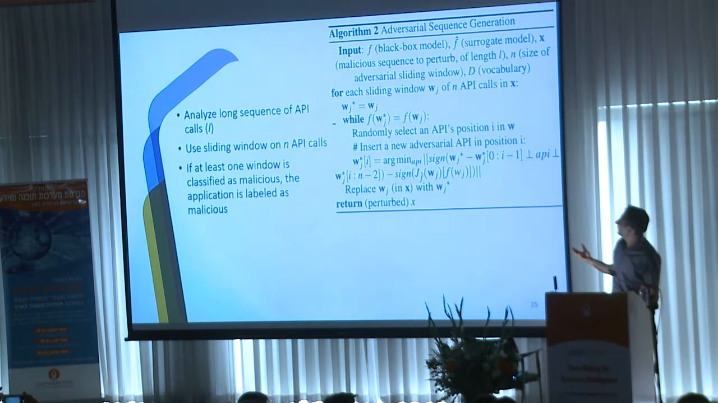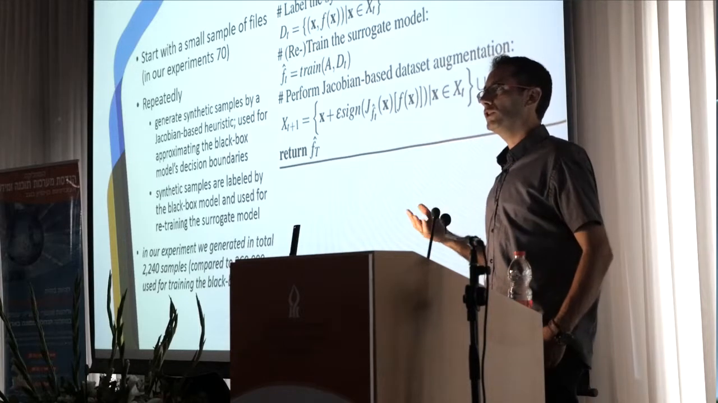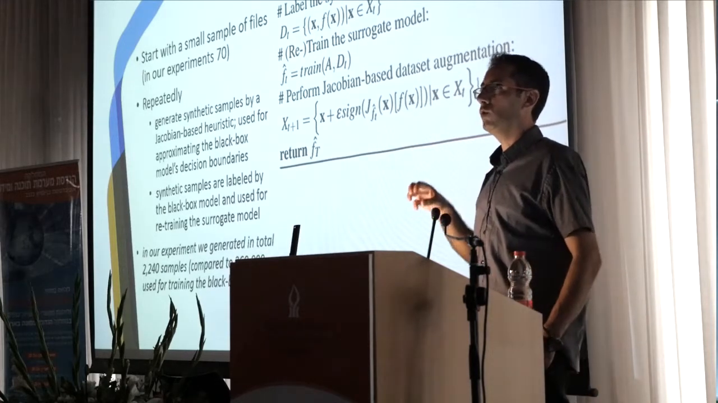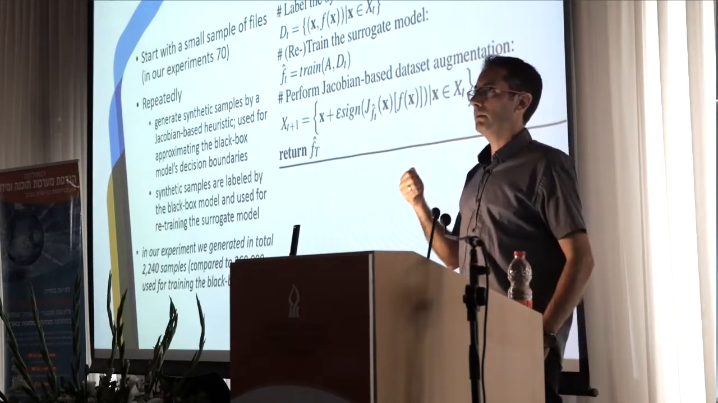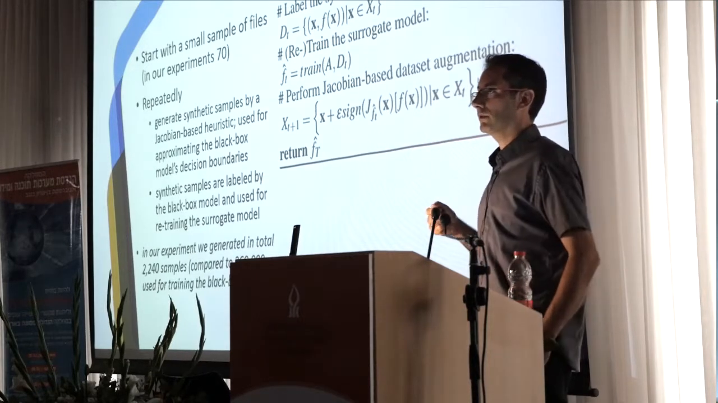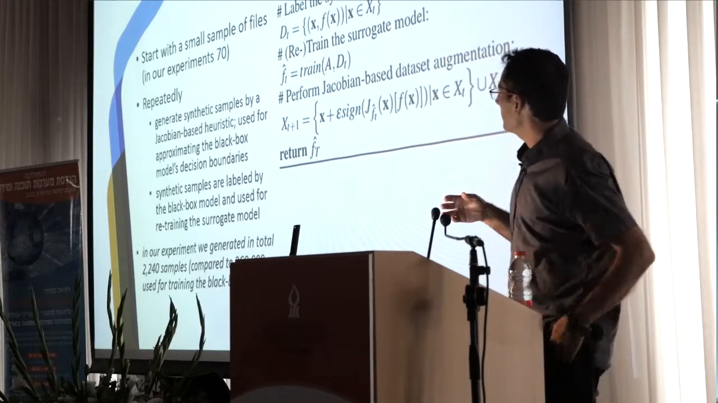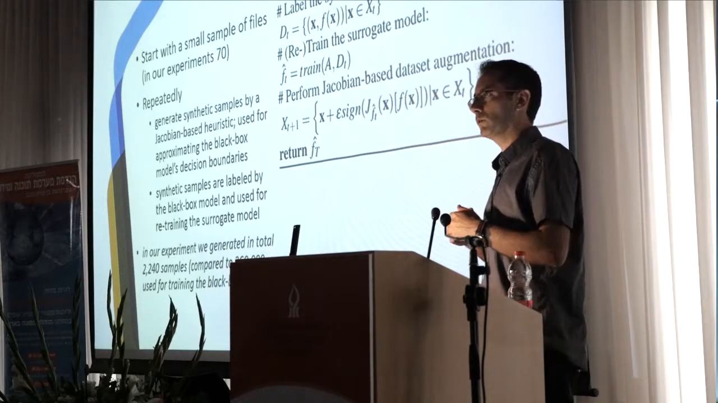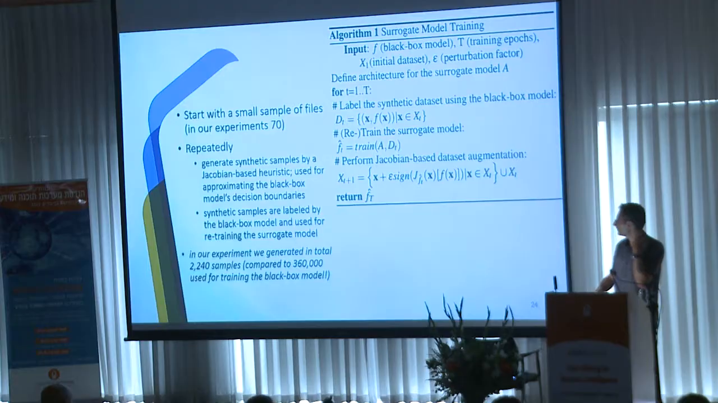In more detail, in the first phase, the phase in which we generate the surrogate model, we start with a small sample of files whose classification we know. Iteratively, based on these labeled samples, we are generating synthetic samples in a way that makes the examples move towards the boundaries of the surrogate model. So we want to be able to learn the classification boundary of the model itself. This is for the first step.